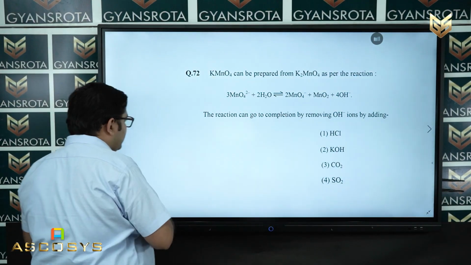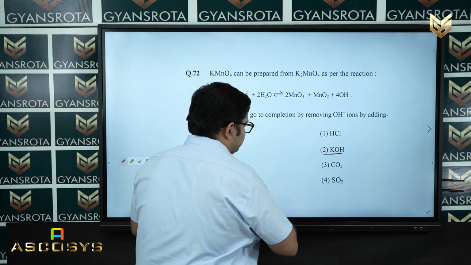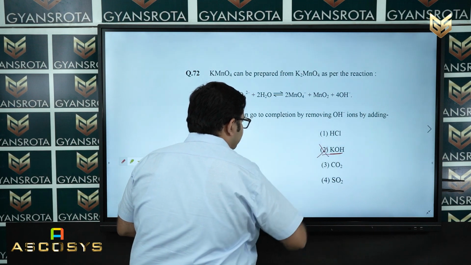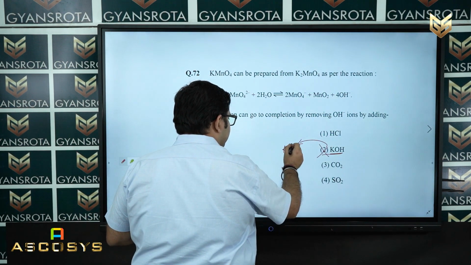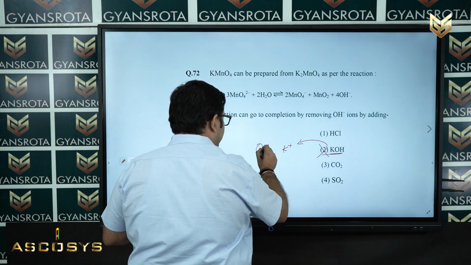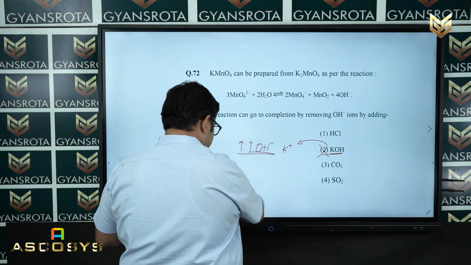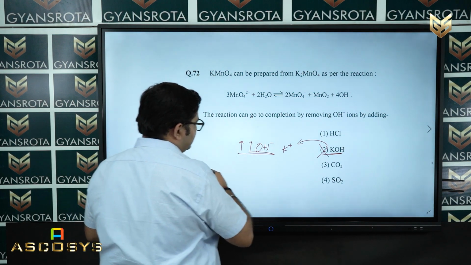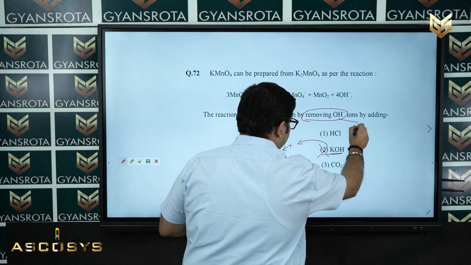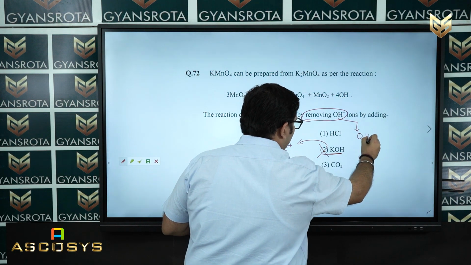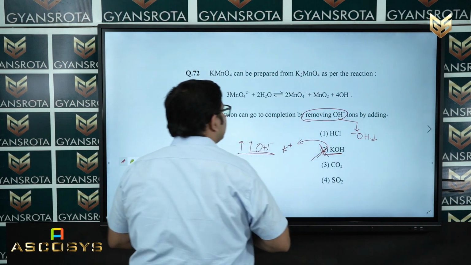Now, if you see the options, the second option, that is KOH, is completely eliminated first. Why? Because KOH dissociates as K+ and OH-, which means it increases the concentration of OH- in the solution. But what they are asking here is removing OH-, which means we have to decrease the OH- concentration. So, this option we can neglect.